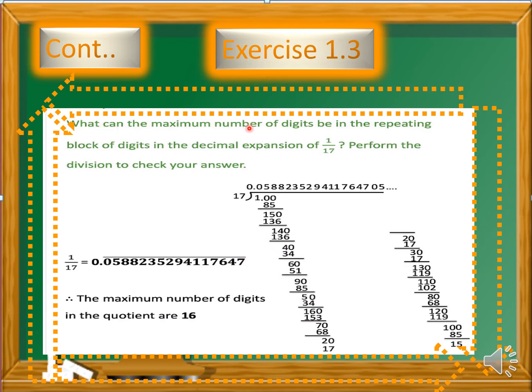What can the maximum number of digits be in the repeating block of digits in the decimal expansion of 1 by 7? Perform the division to check your answer. So we have to perform a division, normal division, to get our answer. What should be the answer obtained according to this question is, we have to see the maximum number of digits in the repeating block. So where we can see the repeating blocks, that is in the quotient.